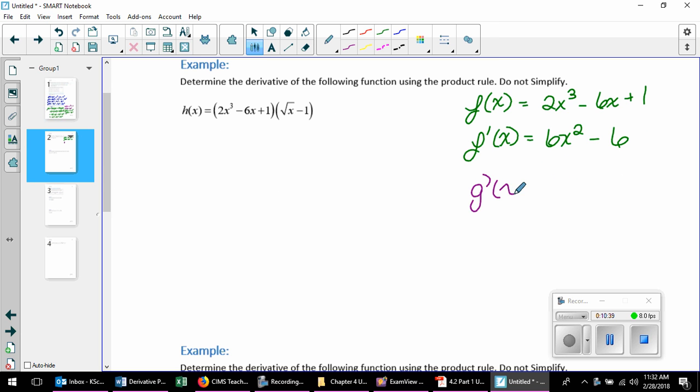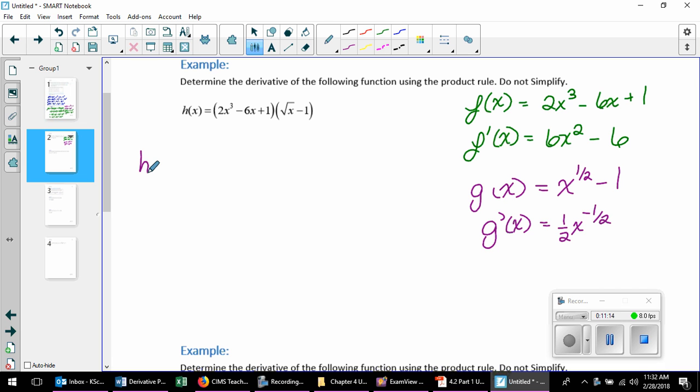G of x is this one. But I'm going to switch it up so I can have a rational exponent instead of a radical. Oh, sorry, that's the original function, not the derivative. That's just g of x. So g prime of x is 1/2 x to the negative 1/2. Can you guys do that in your sleep now? The rules are pretty straightforward, easy peasy.